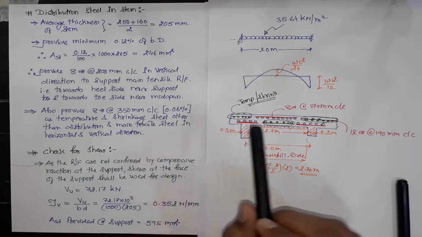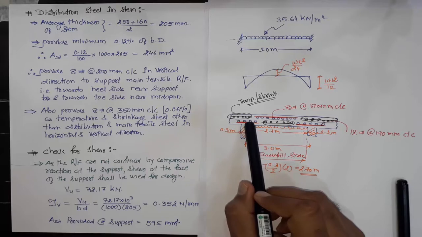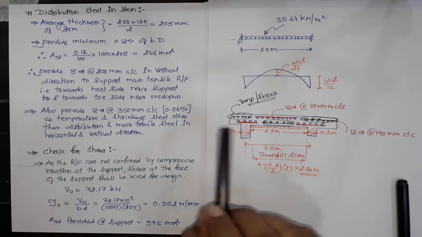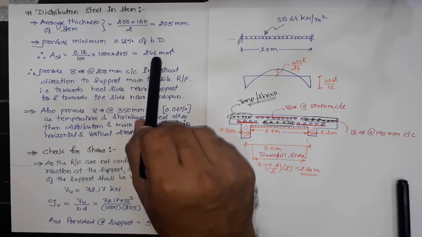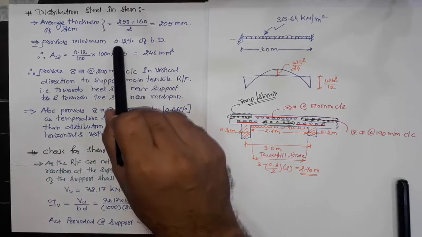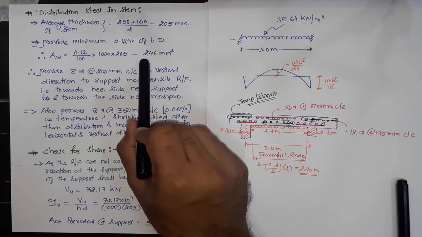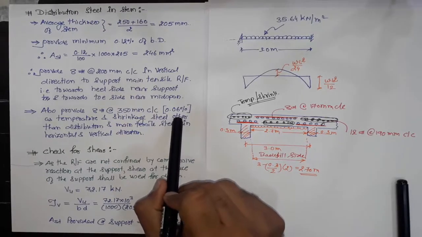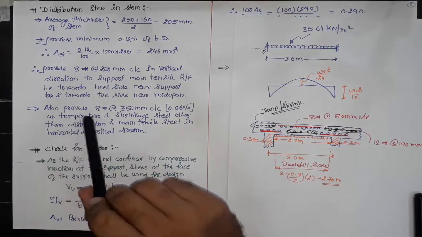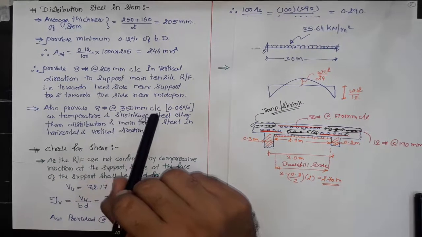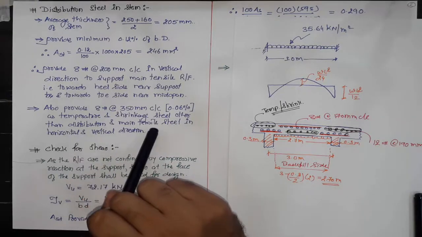Therefore, we will provide 8 Tor at 350 mm center to center. The area of steel works out to be half of this, that is 246 mm² for 0.12%, therefore for 0.06% it will be equal to 123 mm². Again, referring to Table number 96 of page number 230, we can see that we can provide 8 Tor at 350 mm center to center as temperature and shrinkage steel other than the distribution and the main reinforcement.